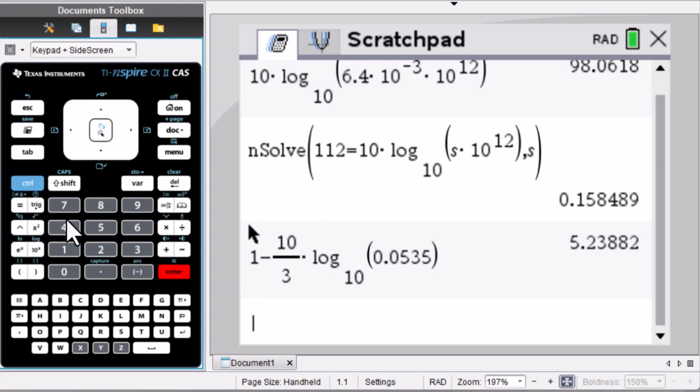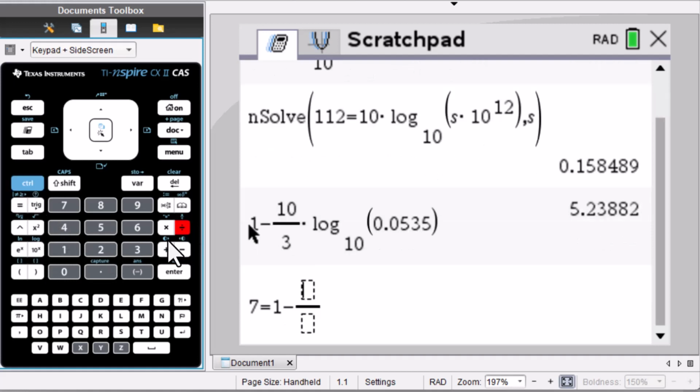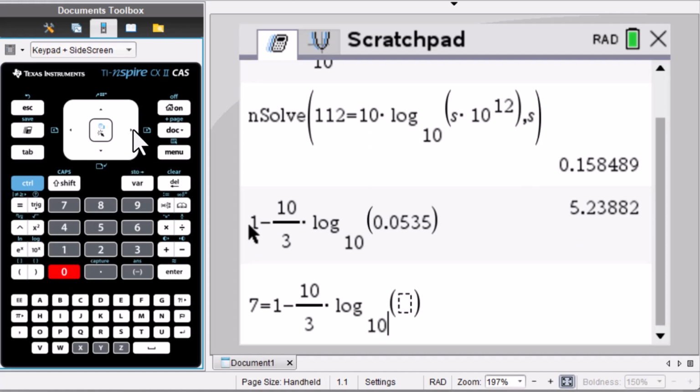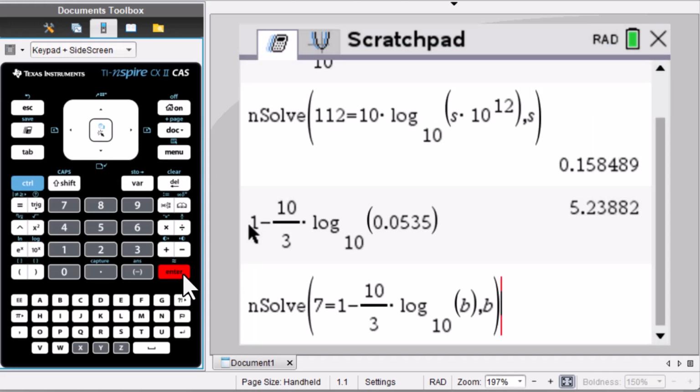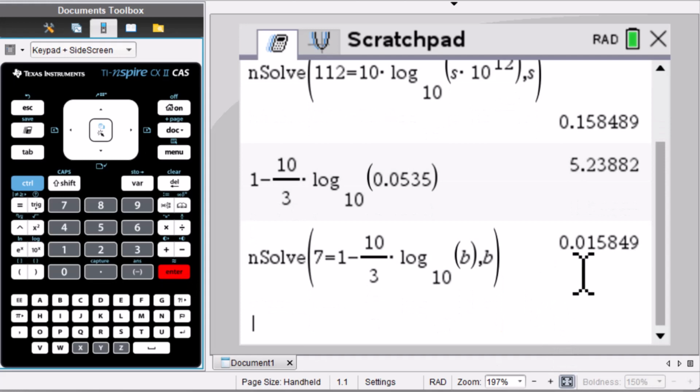Type the equation into the calculator. 7 equals 1 minus, control divide, 10 divided by 3, times control 10 to the x power. We got log base 10 of B. Control menu, enter, enter, enter. B equals 0.0158.